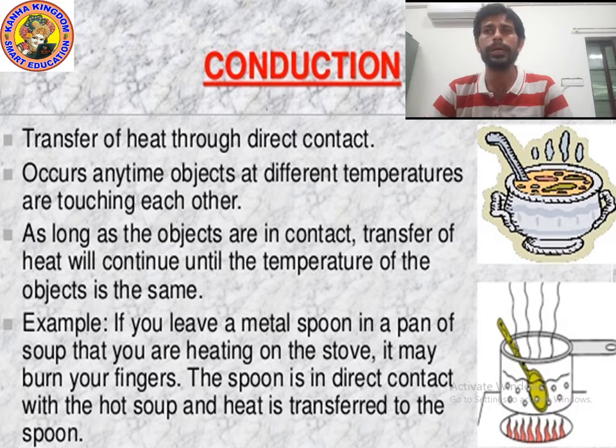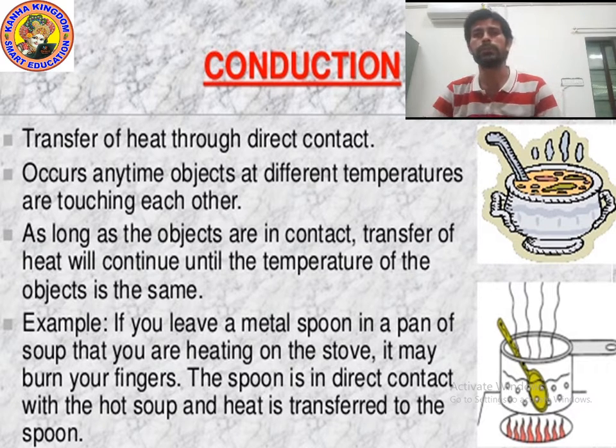Example: if you leave a metal spoon in a pan of soup that you are heating on the stove, what will happen? It may burn your finger. The spoon is in direct contact with the hot soup, and heat is transferred to the spoon.